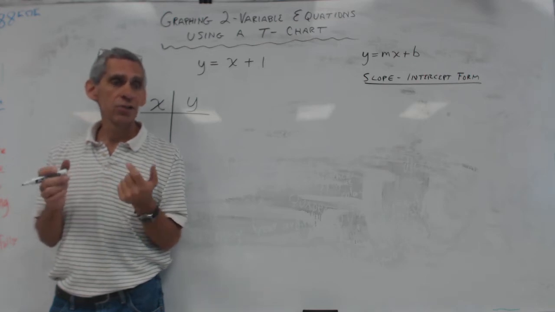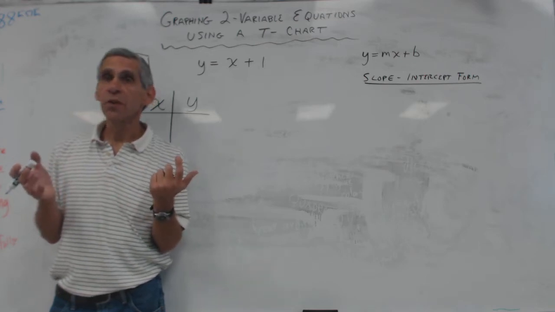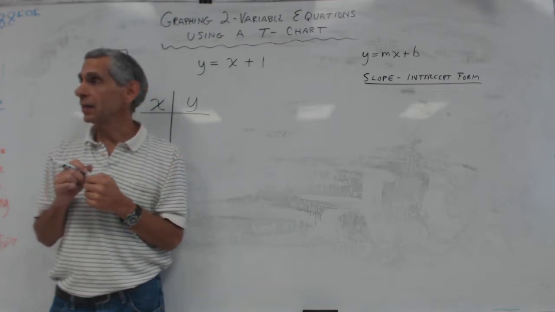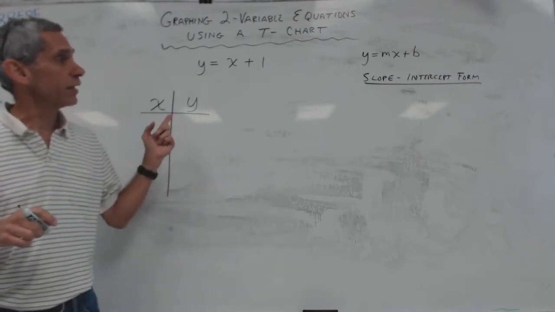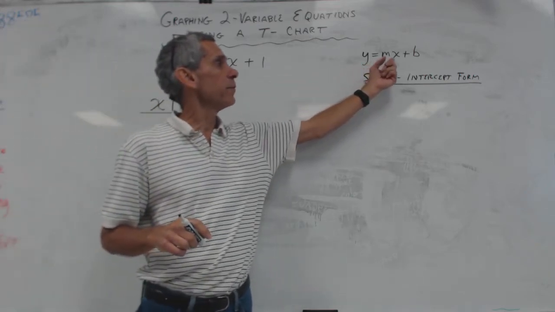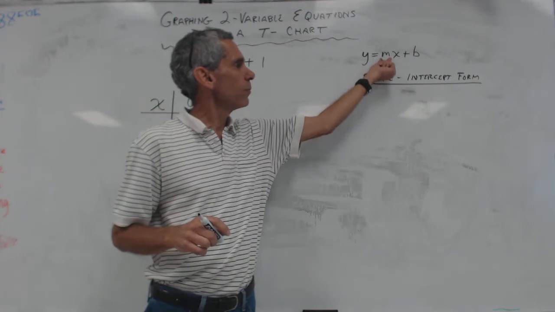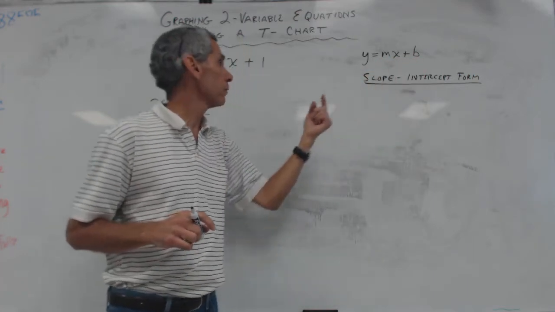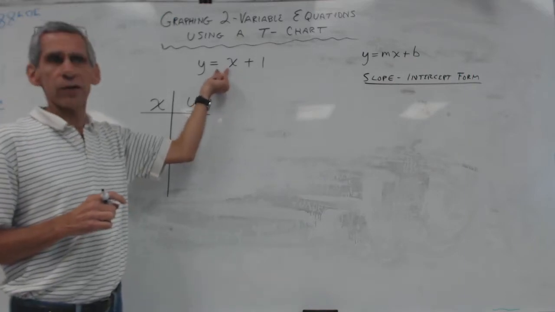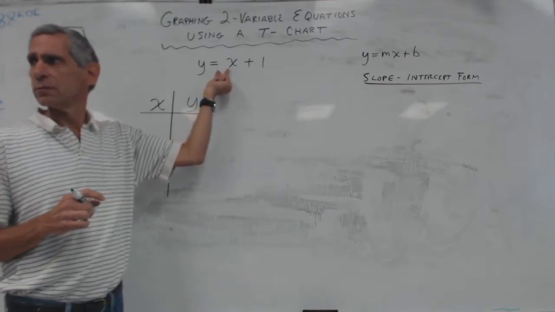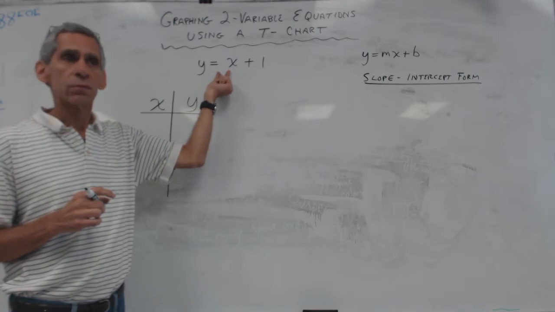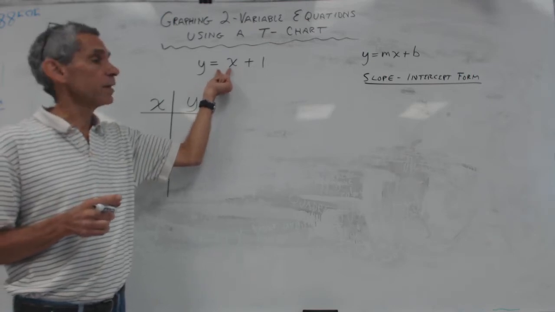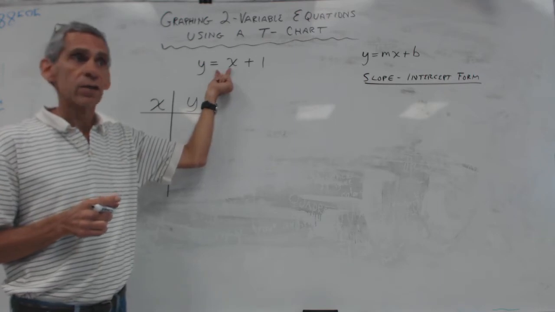So the idea is to choose 3 points, 3 x's that are relatively easy. As long as you know they're straight lines, as long as they're in this y equals mx plus b, in other words, there's a number in front of the x, and there's a plus b or a minus b. What is the number in front of the x? It's 1. Whenever you don't see a number in front of the x, there is a number. It's 1.